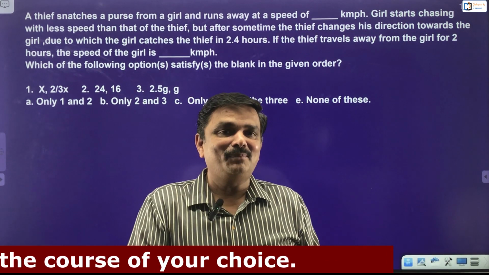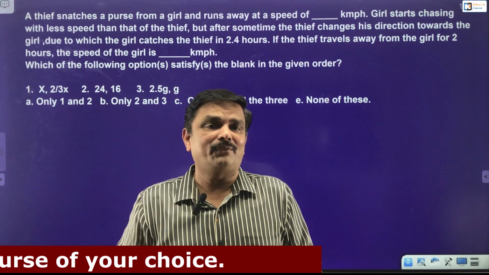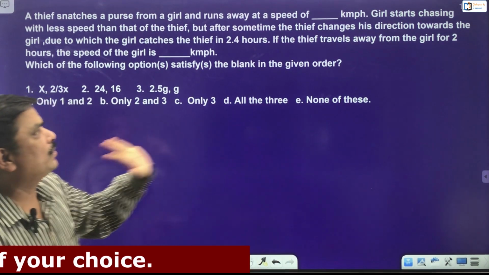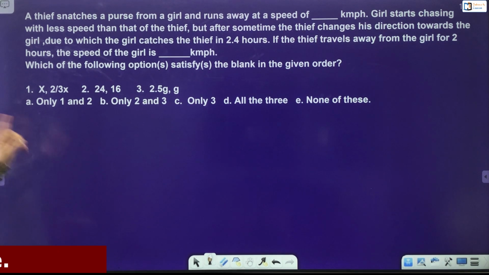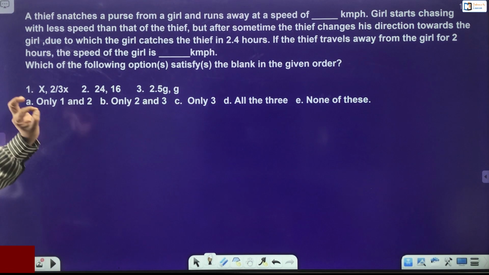The students who already know the concept of relative speed, just take a screenshot of this question. Very good question, I'm telling you. Fantastic question. And you try to do it by yourself.